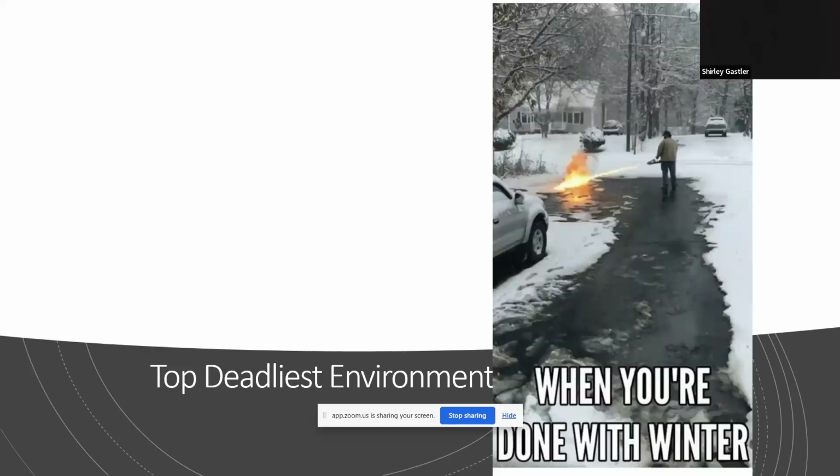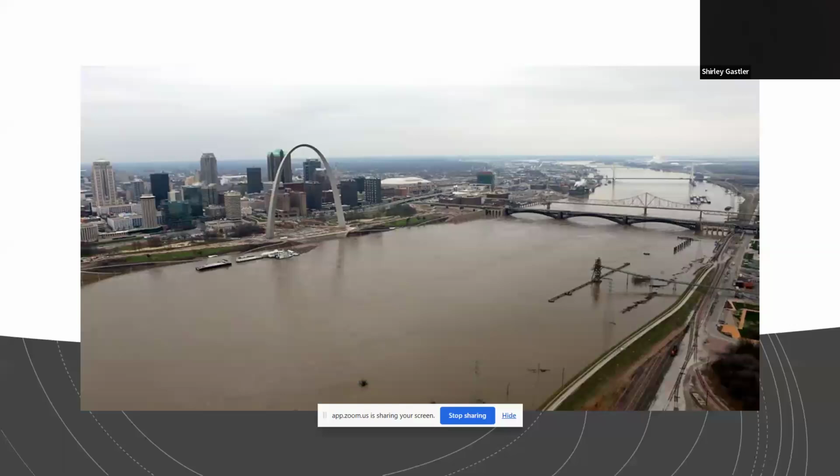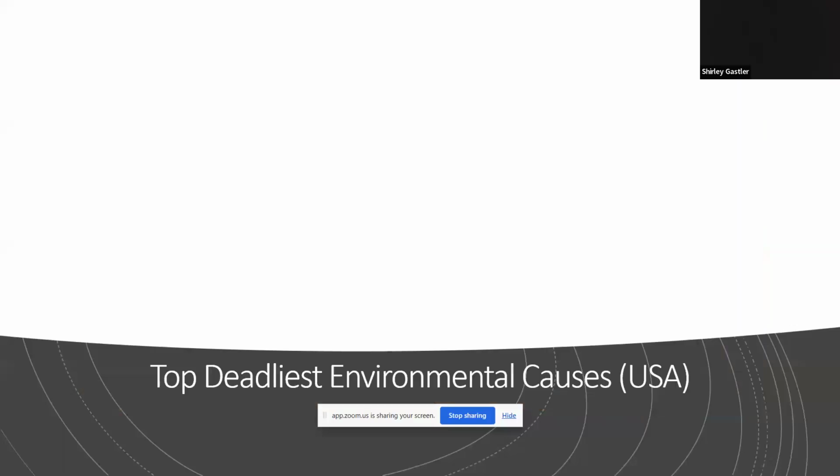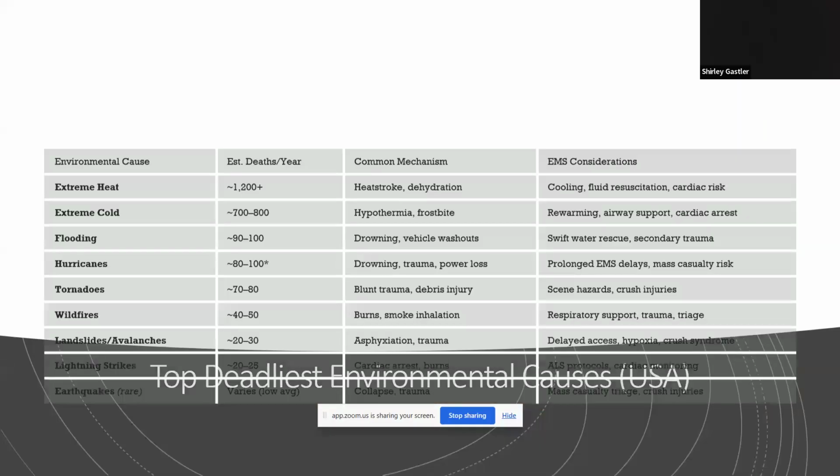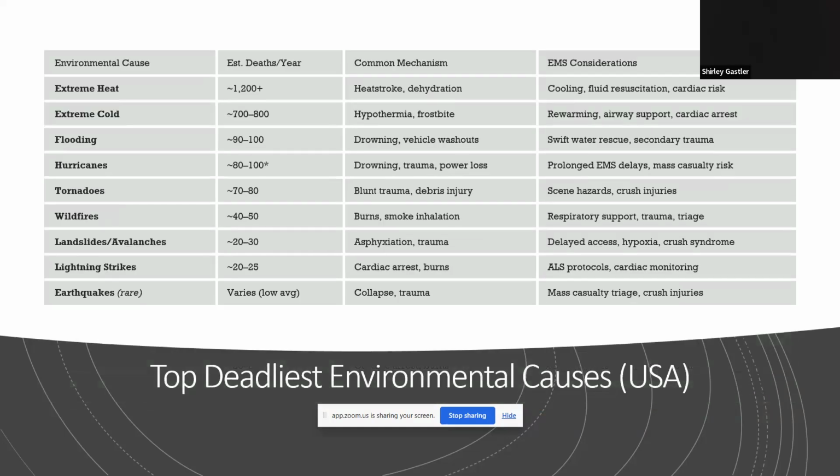Heat is the most common. Cold, second most common. And of course, floods are up there as well. So hurricanes and tornadoes absolutely do make that list. Wildfires, of course, and I think somebody said snow sports. So landslides and avalanches are absolutely a piece of it. I was a bit surprised to see lightning strikes as one of the top things on this list too.